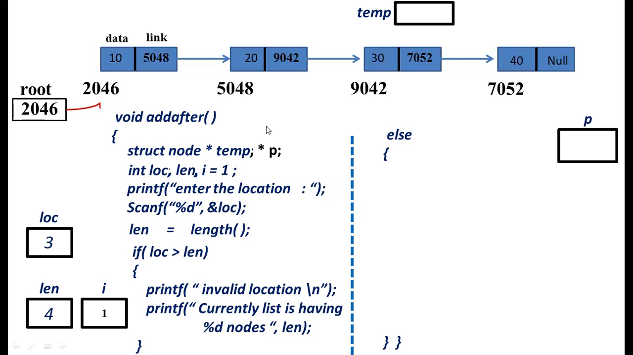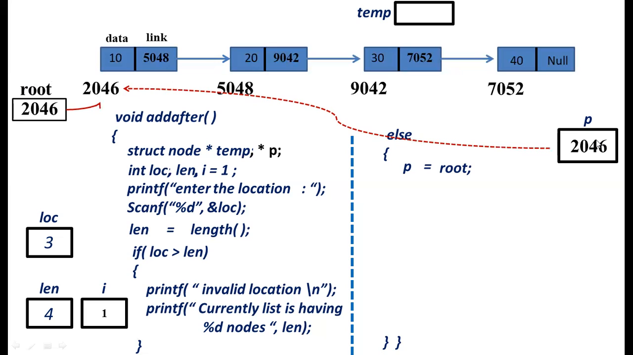So what is the value of P? Initially we have to send the root value into P. Understood? The root value is 2046, so the P value needs to be 2046. So P will be pointing to the first node. P points to this particular location.